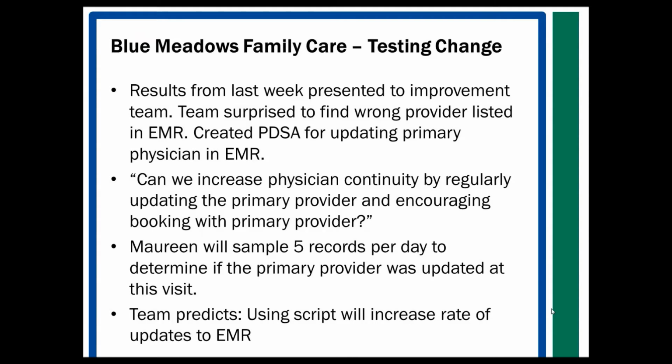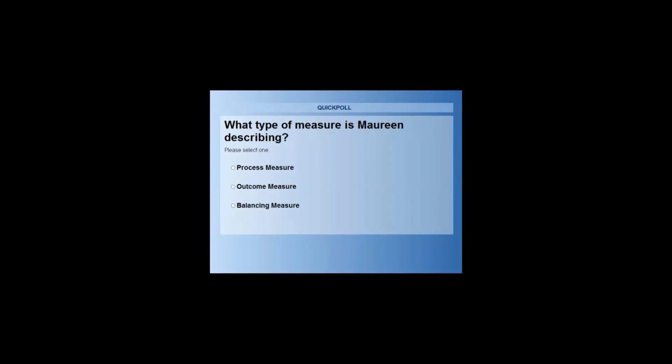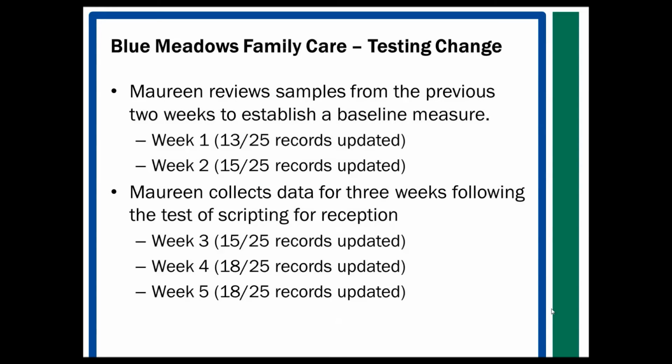So with Maureen's measurement sample of 5 records per day to determine if the primary provider was updated at this visit, what type of measure is Maureen trying to depict? Is she depicting a process measure? Is she looking at an outcome measure? Or is she looking at a balancing measure?